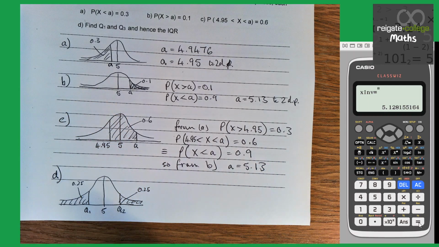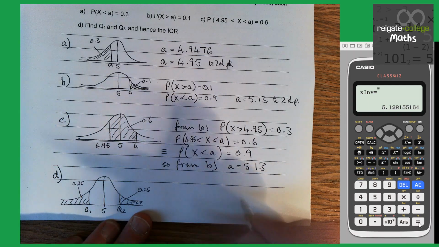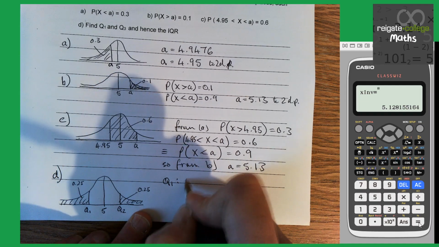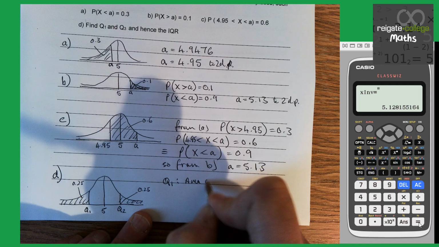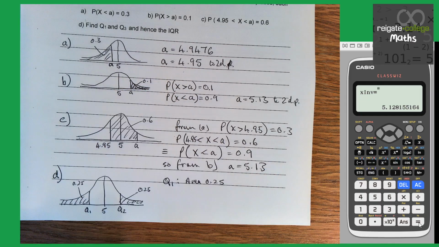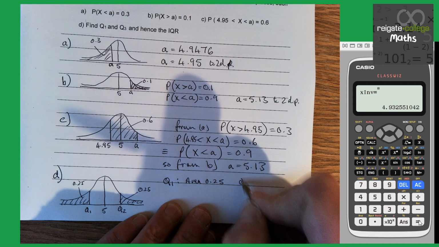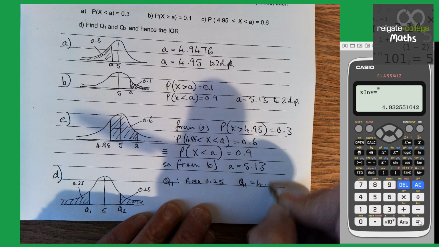First of all, for Q1, we want to look up area 0.25. So let's do that now. We go area 0.25 and we get a value of 4.93. So Q1 equals 4.93.